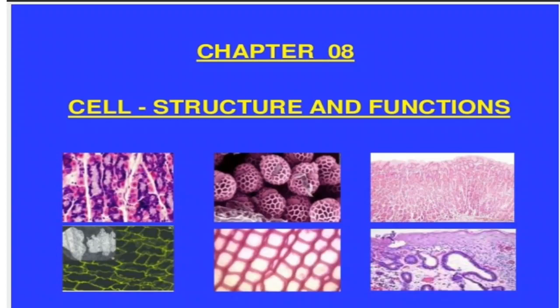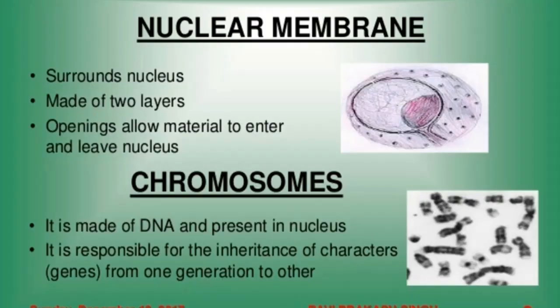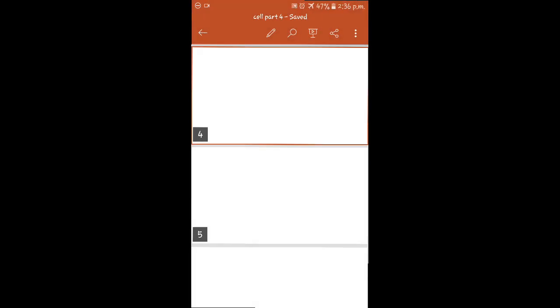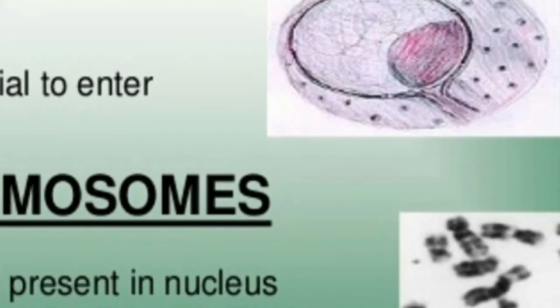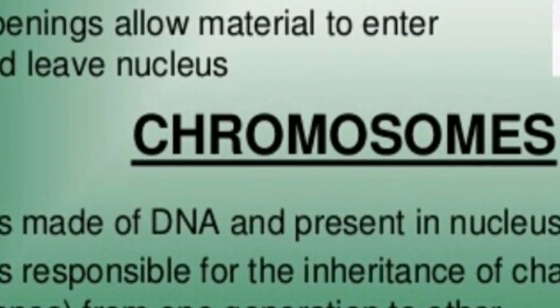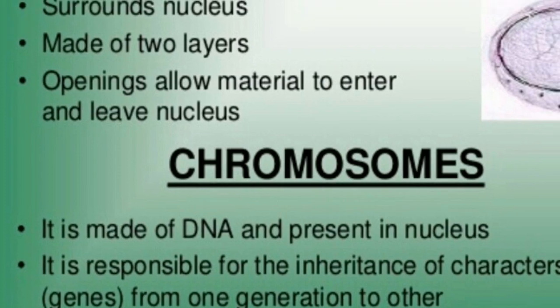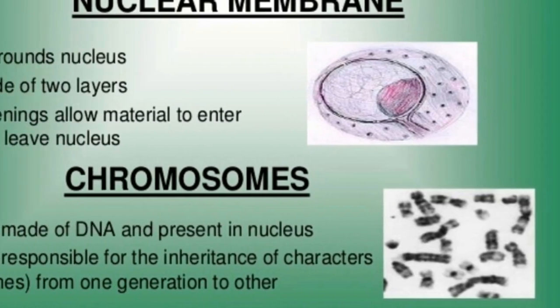Now, in the cytoplasm there are many things present. Cell organelles are present. Cell wall and cell membrane we have seen. Now today we are going to discuss the nuclear membrane. The nuclear membrane surrounds the nucleus, and it is made up of two layers, as you can see in the picture. The openings allow material to enter and leave the nucleus.